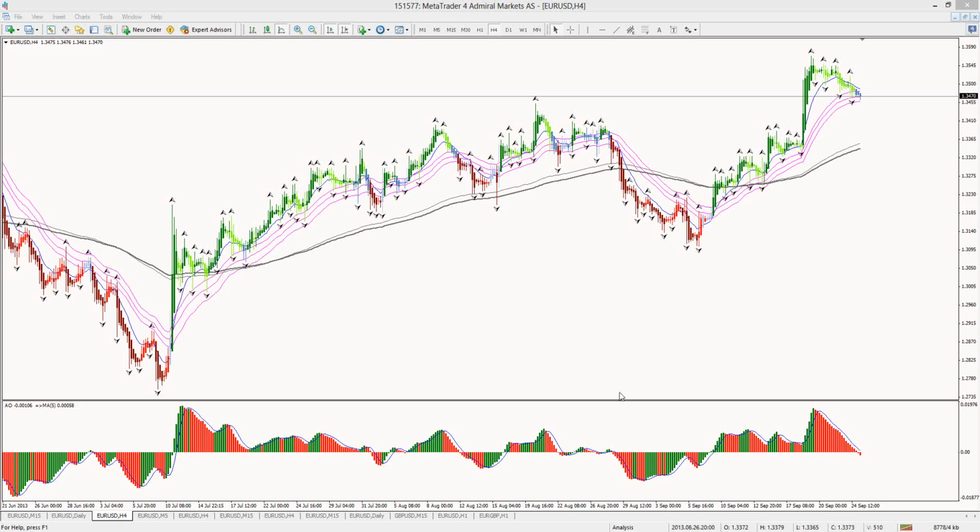And if you look at this euro-dollar, the oscillator is back at the zero line.